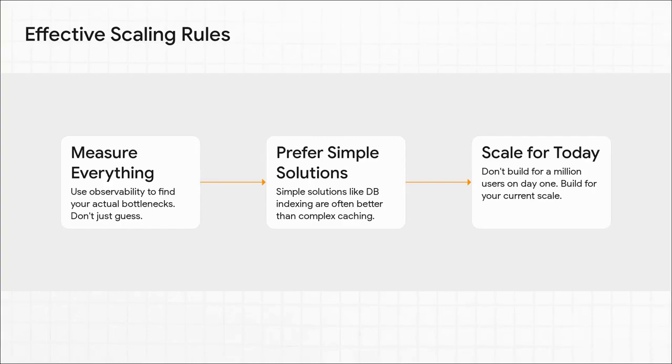So if you remember anything from this, let it be these 3 rules. Number 1, measure everything. Don't guess where the problem is. Use your tools to find the actual bottleneck. Number 2, always go for the simplest solution that gets the job done. And number 3, and this is a big one, scale for the problems you actually have. Don't build this massive, complicated system for 1 million users when you only have 1,000. Solve for today and have a plan for tomorrow.